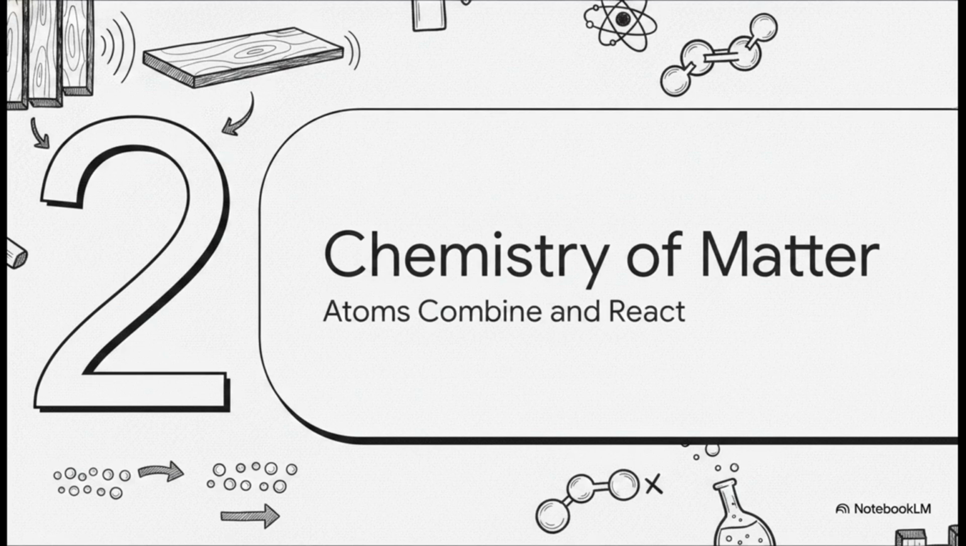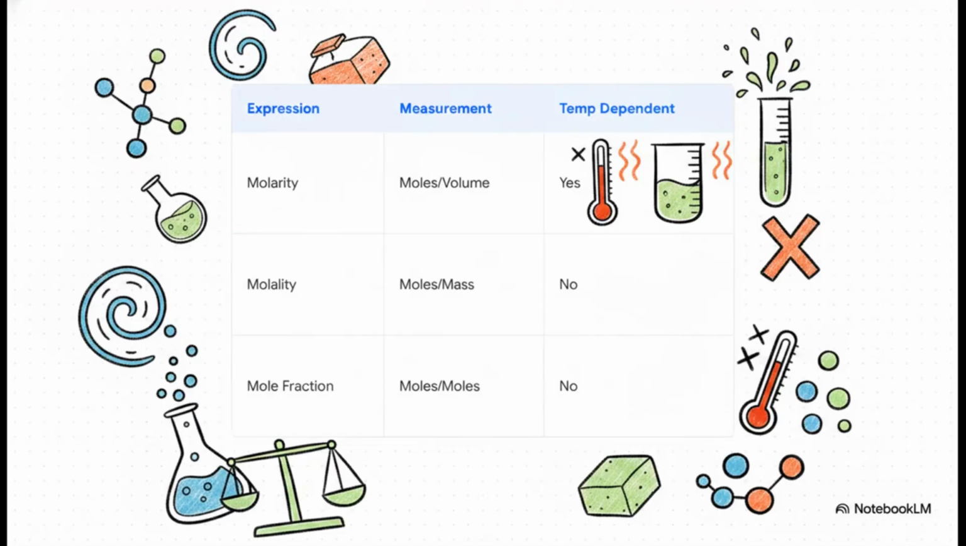Let's move to Section 2, the chemistry of matter, and see how these atoms actually combine and react. So, chemistry is really all about how things mix. When measuring solutions, there's a vital distinction you have to make. Molarity relies on the volume of a solution, meaning it is totally dependent on temperature, because liquids expand when they heat up.